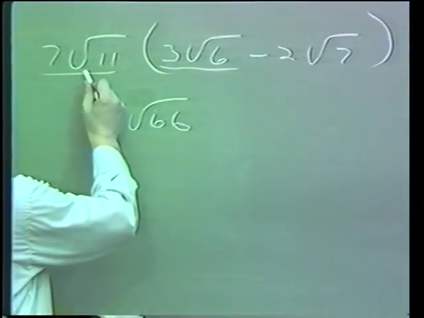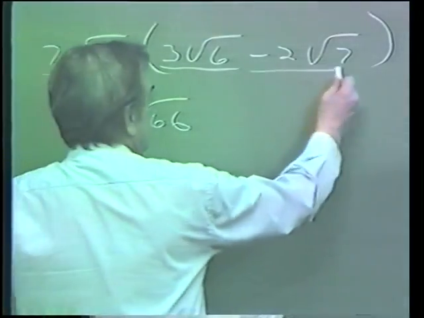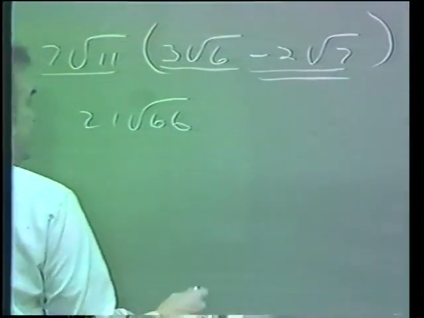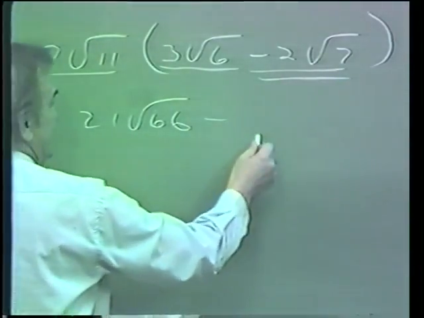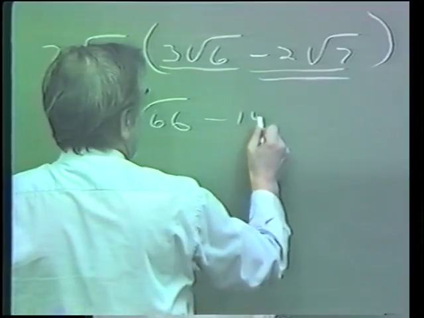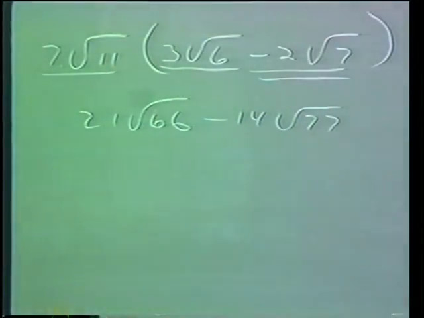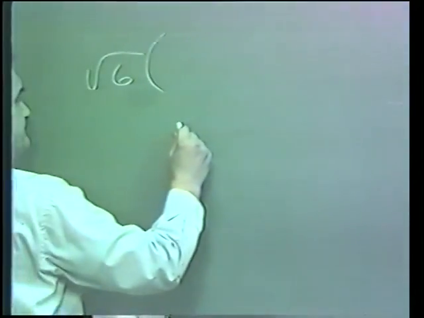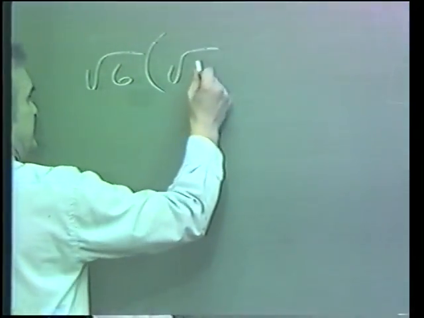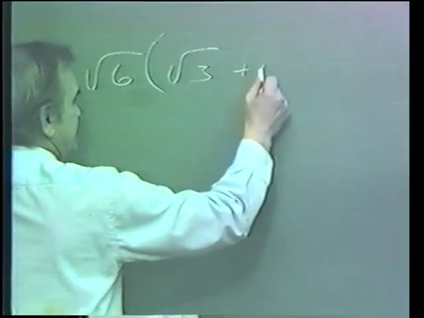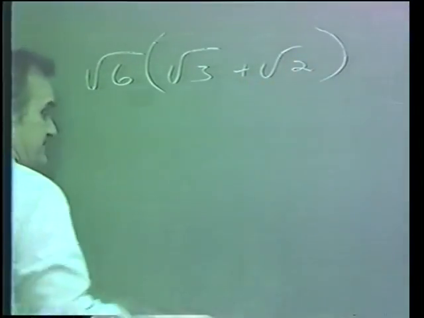We're now going to multiply 7 square roots of 11 times a negative 2 square roots of 7. Well, that's a negative. 7 times 2, the coefficient is 14. Square root of 11 times square root of 7 is square root of 77. And there's the answer. Okay? Let's try this one. Square root of 6 times the quantity square root of 3 plus the square root of 2.